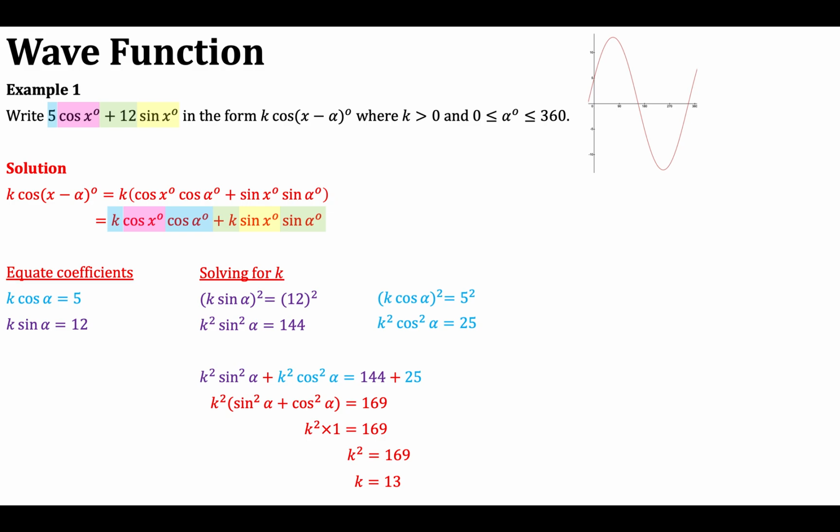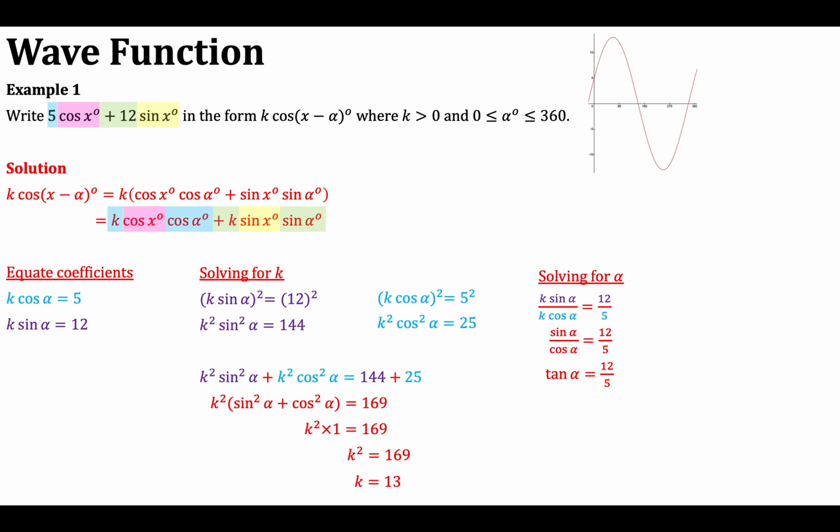We now need to solve for alpha. So we can take our two simultaneous equations which we came up with. So k sin of alpha over k cos of alpha is equal to 12 over 5. Our k's here will simplify to 1. And remember, sin alpha over cos alpha is equal to tan alpha. So tan alpha is equal to 12/5 here.